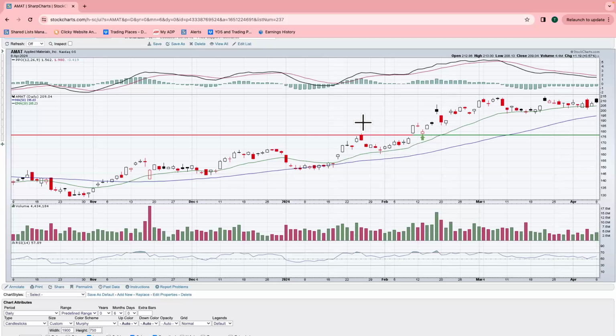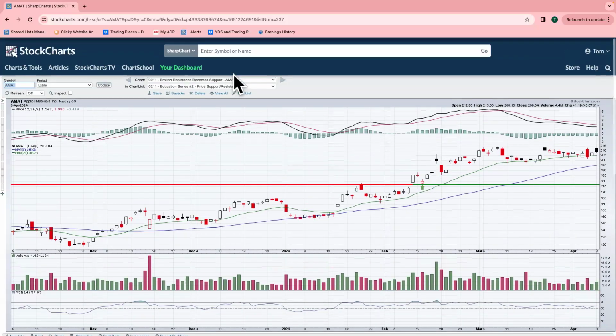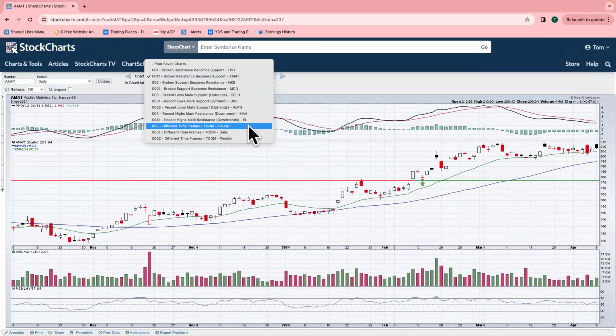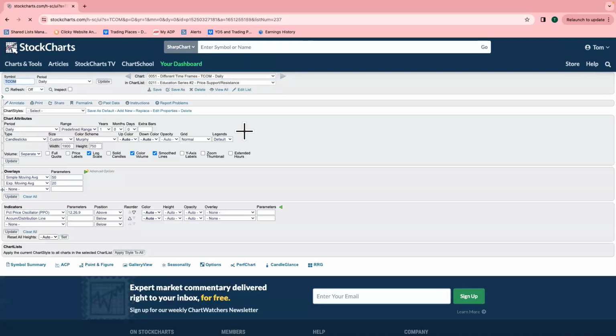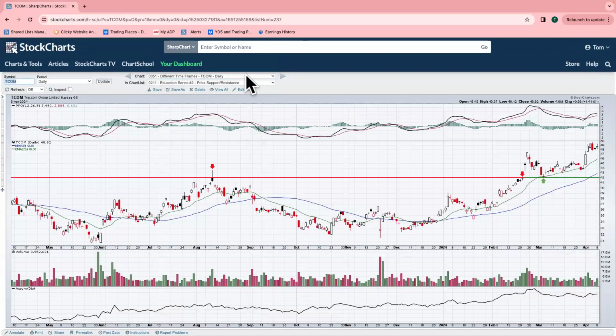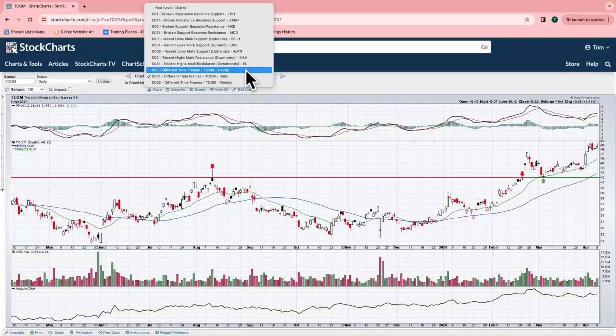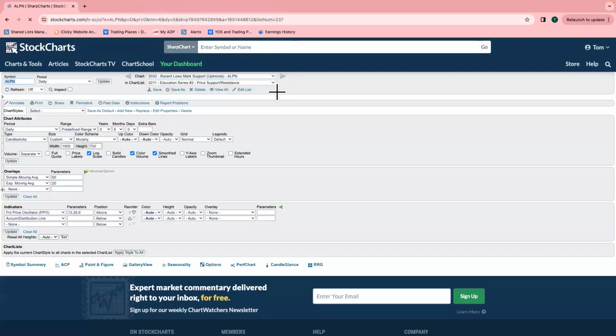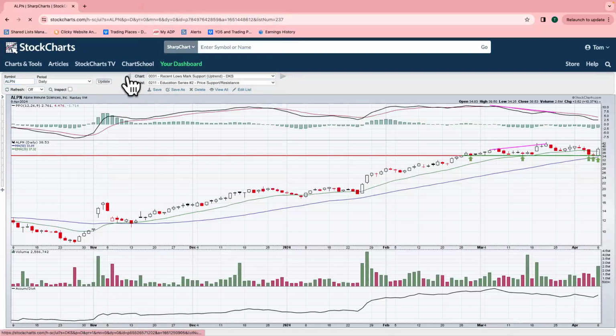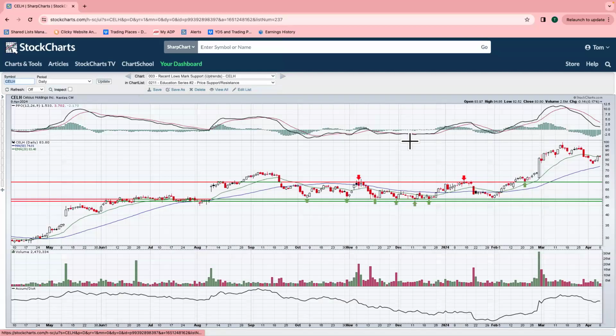All right. How long do you wait for a stock to break out of a sideways move? That's a good question too, because sometimes they can just sit there and sit there and sit there. It was one of the stocks that I had earlier. Let me see if I can find it. Was it TCOM? No. I think it was one of these recent lows. Yeah, right here.